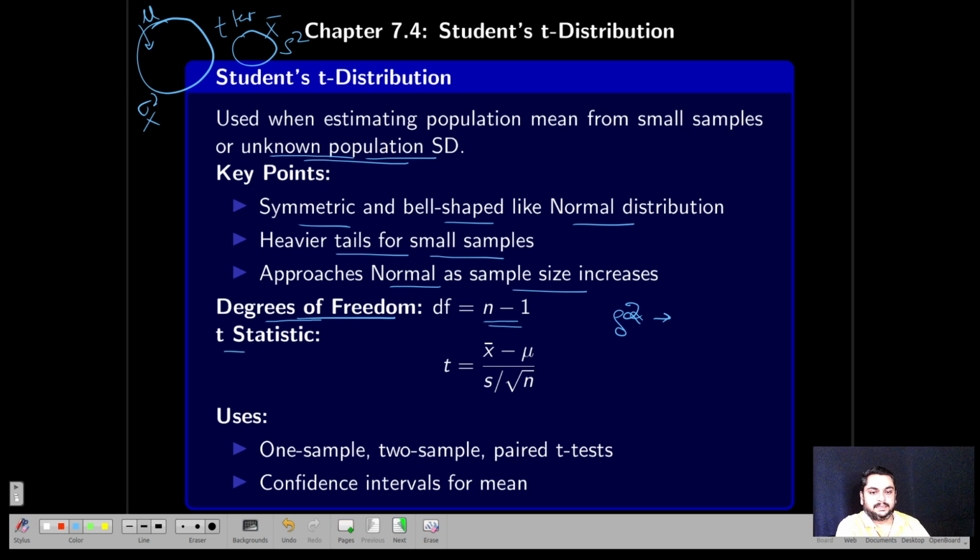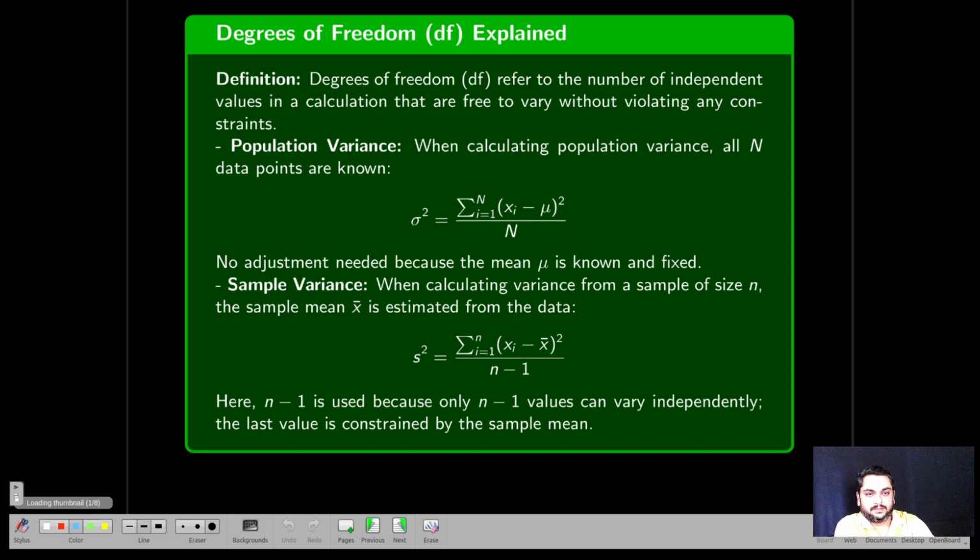What is the t statistic, and how will you get it? Based on this you are going to conduct some tests. It is given as the sample mean minus the population mean, divided by the sample standard deviation divided by the square root of the sample size. It is used in one-sample and two-sample paired t-tests and confidence intervals for the mean.